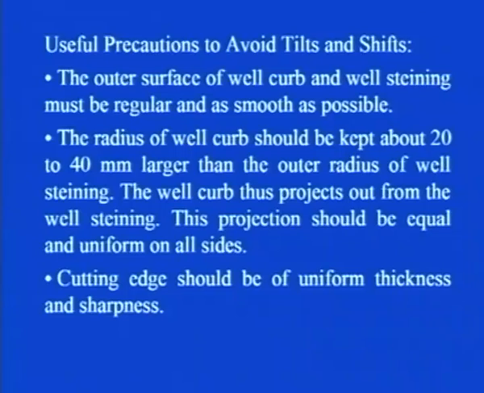The various useful precautions to be taken to avoid tilts and shifts are that the outer surface of well curb and well steining must be regular and as smooth as possible. If it is quite smooth, the tilts and shifts are relatively less. The radius of well curb should be kept about 20 to 40 millimeter larger than the outer radius of well steining. The well curb thus projects out from the well steining, and this projection should be equal and uniform on all sides. Because it is a monolithic and very rigid structure, we need to take care of these small things at every stage of construction and sinking.